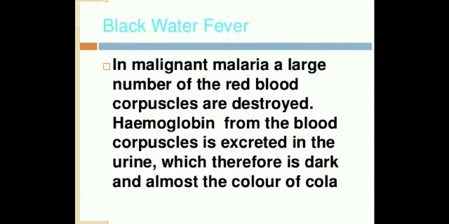What is black water fever? Here, plenty of RBCs are infected together. So what happens? These infected RBCs all get destroyed together, and a massive amount of hemoglobin will be released from the RBCs. This hemoglobin is toxic to the kidney, right? And there will be dark colored blackish urine. That is called black water fever.